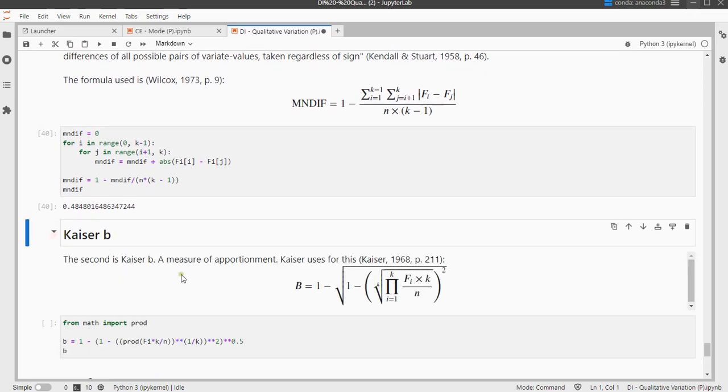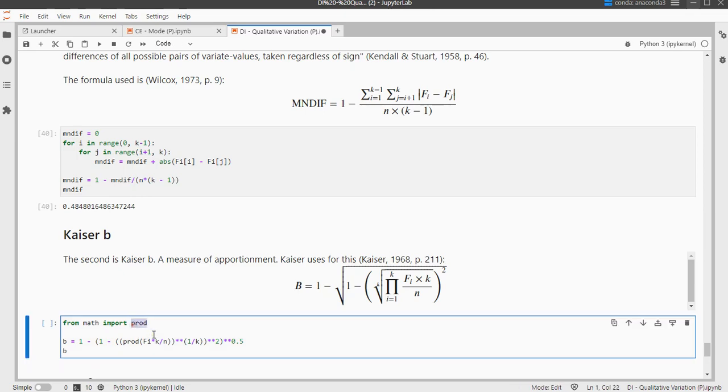Finally, case B, which is this scary looking formula, but it's not too bad. This weird looking pi is actually the product, so it's similar to the sum, the weird looking E, but instead of doing a plus you do a multiplication every time. If you import the prod function from the math library, it will do that for you. We're multiplying each frequency with k and dividing that by the total sample size. Once we have that product, we raise it to the power of 1 over k, which is the same as taking the kth root of something.